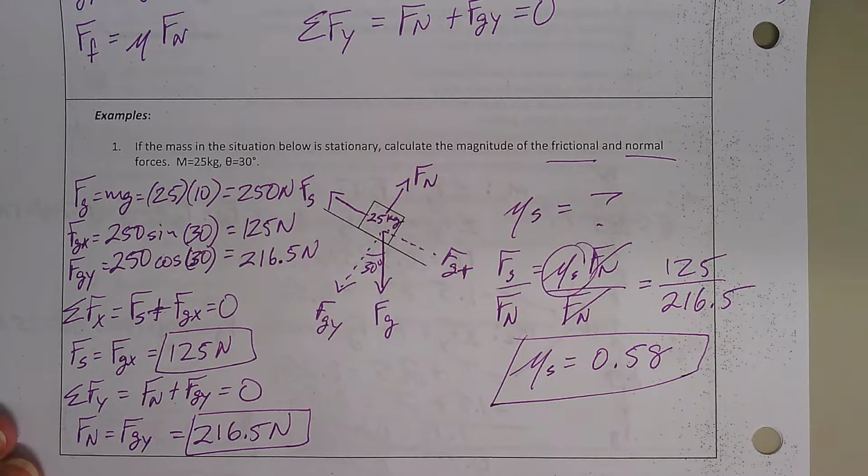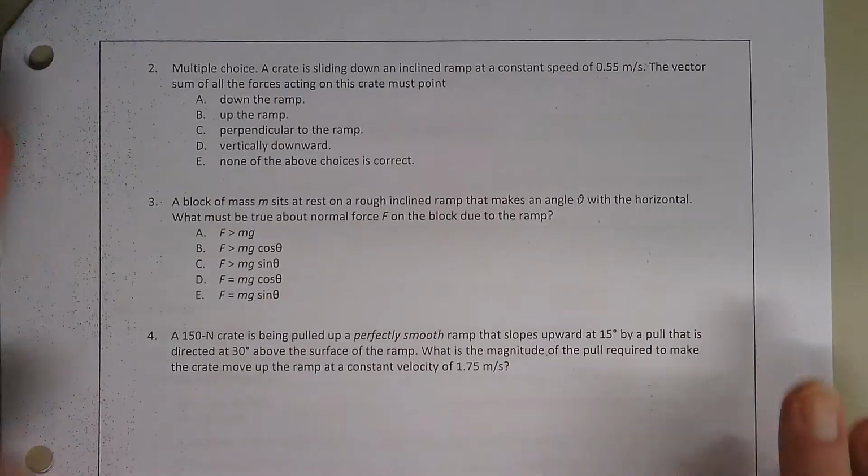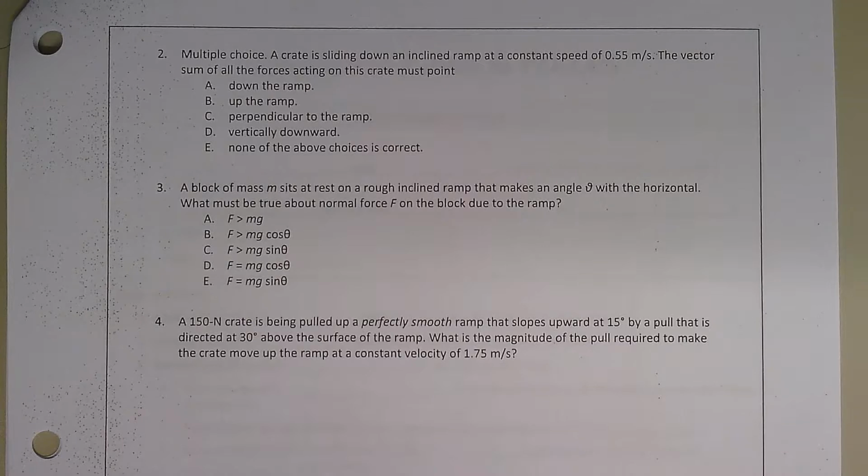And it's never going to be greater. You can't have more friction than normal force. That's impossible. Okay, so it's always going to be a number less than 1. The greater the number is, though, the rougher the surface. Okay, that's pretty much it for that. All right, moving on. Got a few fun multiple choices.